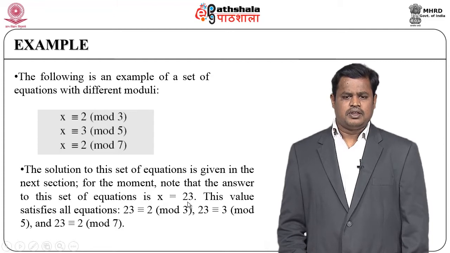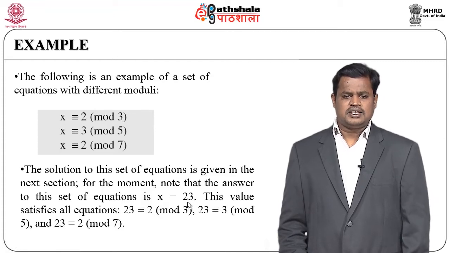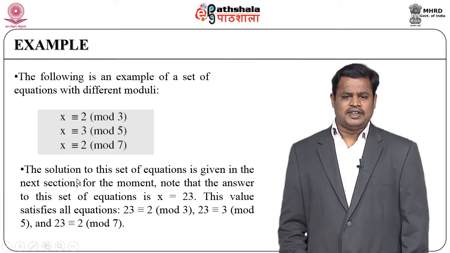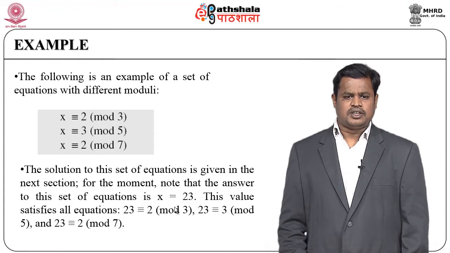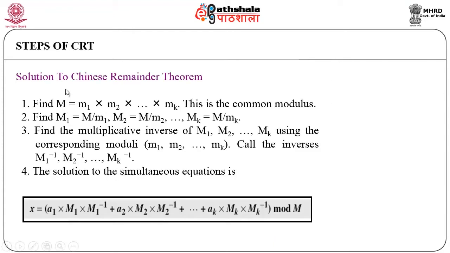That means the x inside the basket was 23. So, the rider has to pay the amount 23. So, we will come to know how we got this 23 with the help of the Chinese remainder theorem. The steps involved in finding the common value x, there are 4 steps involved.